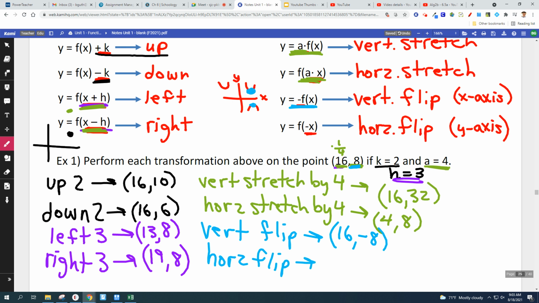And if we do a horizontal flip, we're going to take this point and flip it over the y-axis. It changes the x coordinate. And so the x coordinate becomes -16, comma 8. I think that example is kind of tricky. So think it through. You're going to see one like that on your homework. So make sure you ask questions if you get stuck.